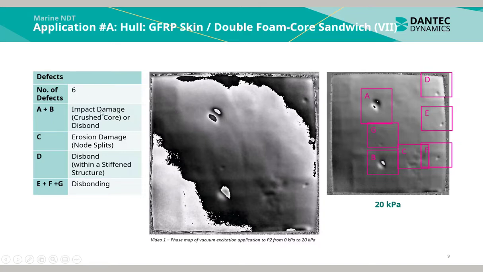A and B are indications of impact damage, either a crushed core or a disbond. C is an indication of erosion damage. D is an indication of a disbond inside a stiffened structure. And E, F and G are all cases of disbonding.